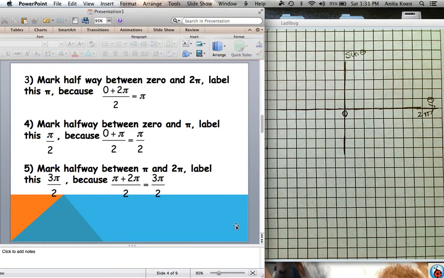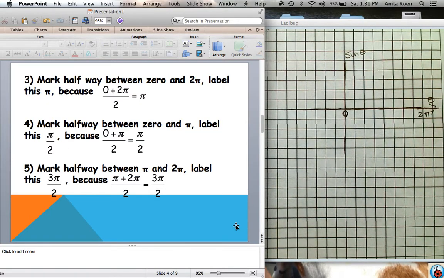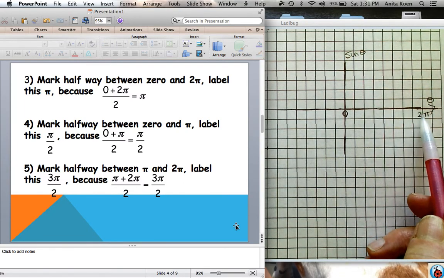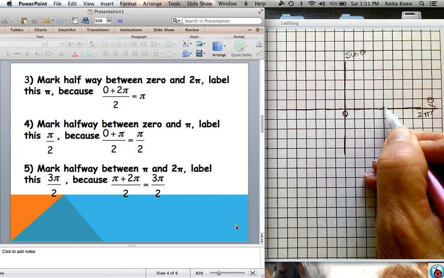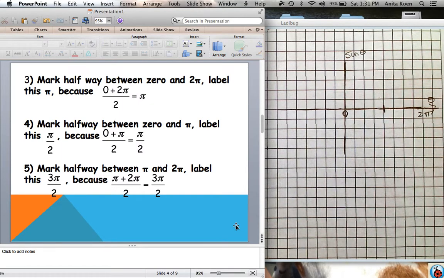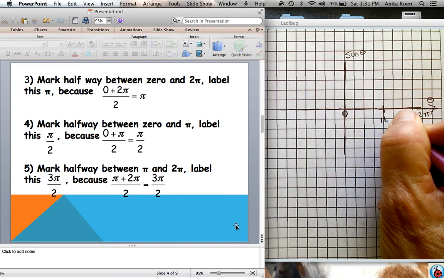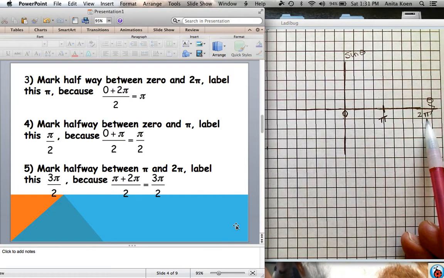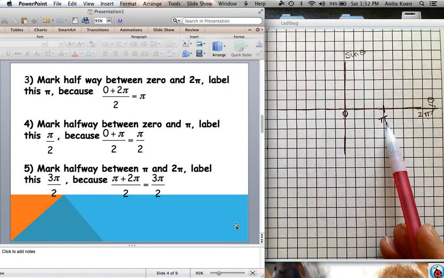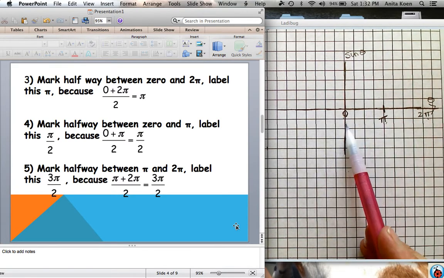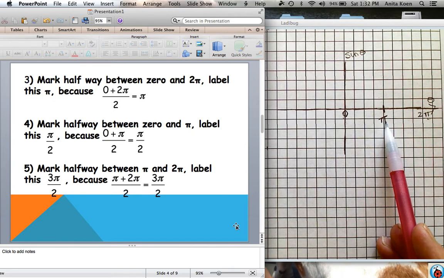Now, the next thing that we're going to do is mark halfway in between 0 and 2 pi. I'm going to mark that, and I'm going to label that pi, because if I add 0 plus 2 pi, that gives me 2 pi, and then I divide it by 2, it gives me pi. So the average between 0 and 2 pi, the midpoint, is going to be pi.